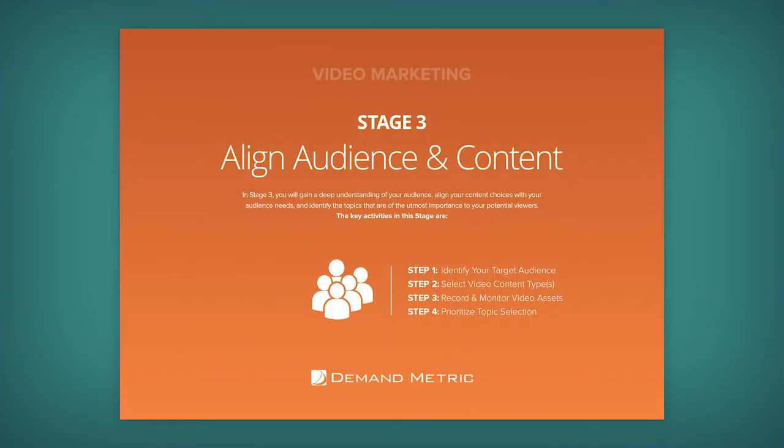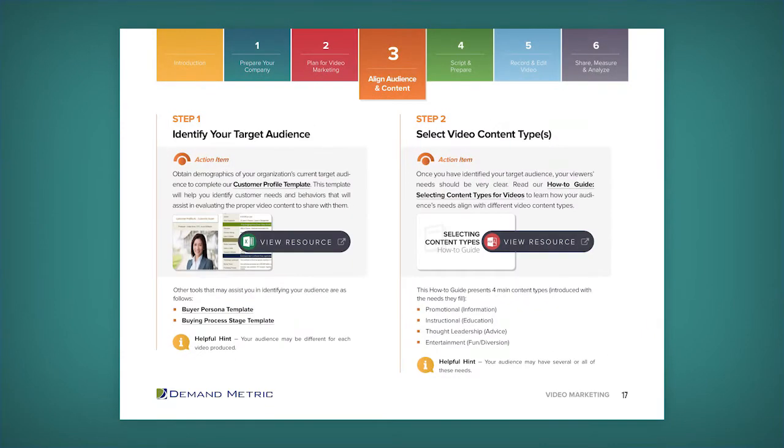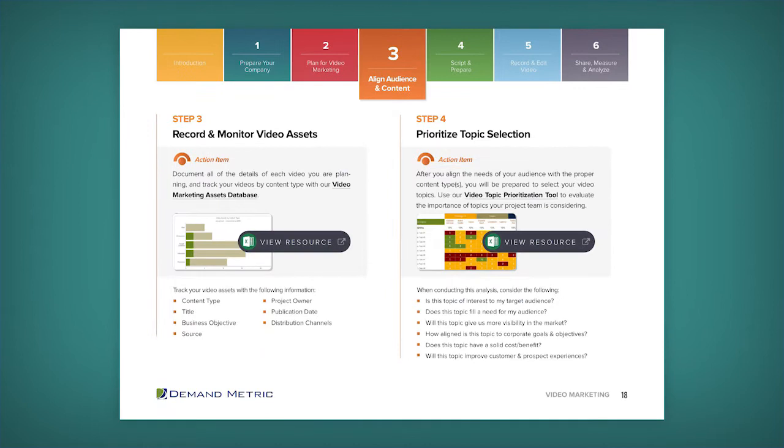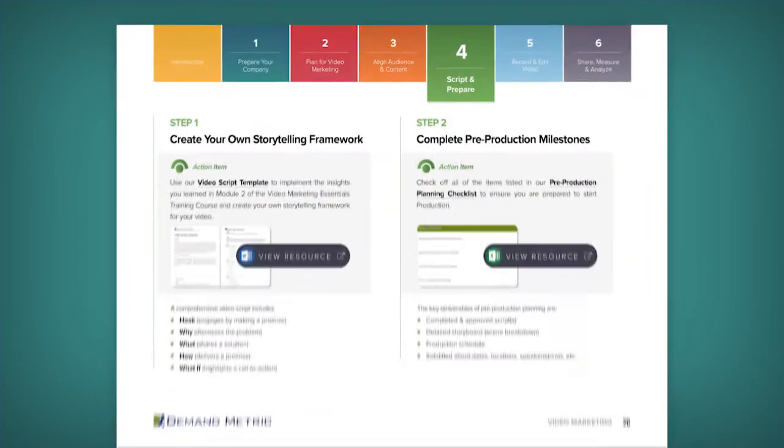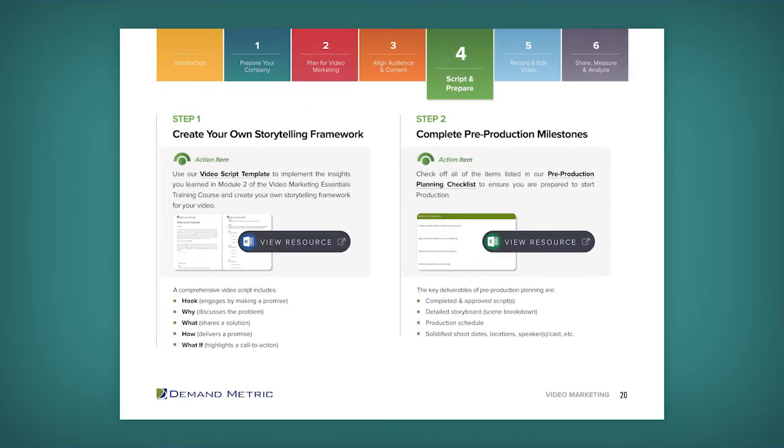In stage number 3, we're going to align an audience and the content together. And here, the first step is to identify your target audience. Select video content types. Record and monitor video assets. Prioritize topic selection. In stage 4, we're going to script and prepare. And here, the first step is to create your own storytelling framework, followed by completing pre-production milestones.